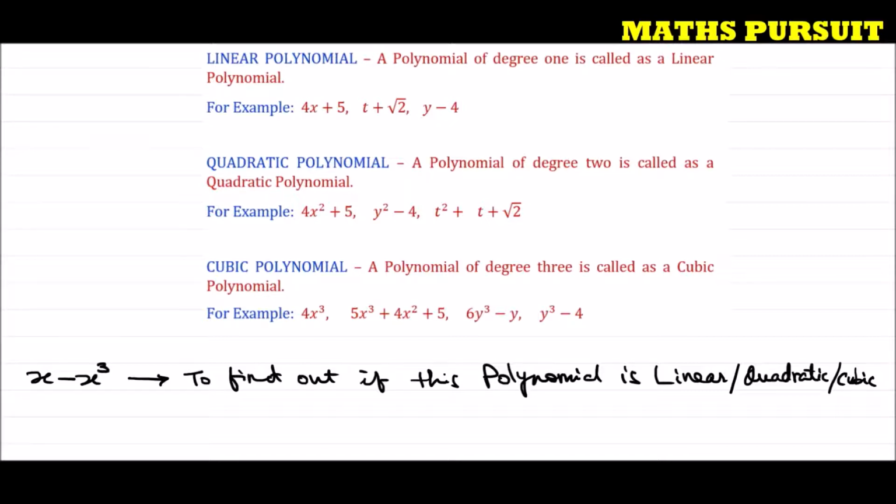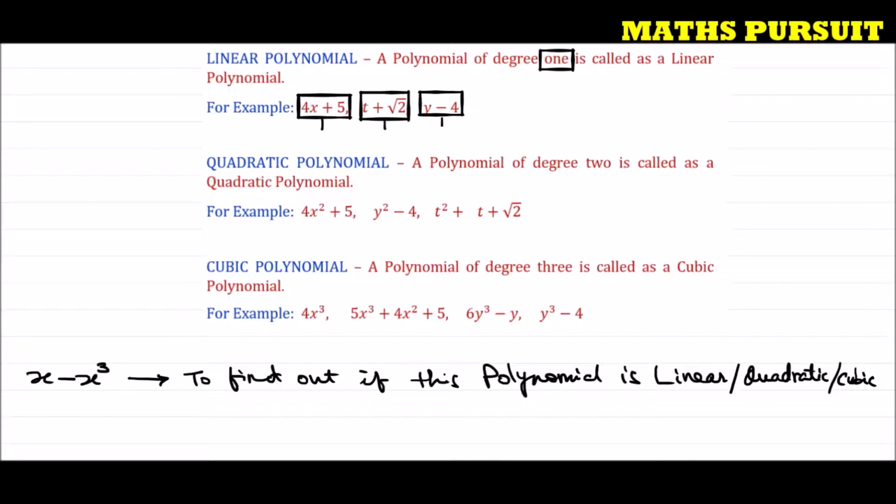Now guys, in order to identify a polynomial, let us look into the definition of these three polynomials. So first is linear polynomial. A polynomial of degree 1 is called a linear polynomial. It is very simple. If you look into the examples, 4x plus 5, here the degree is 1. The highest power of x is 1. t plus root 2, here the degree of t, which is the variable, is also 1. y minus 4, here also the degree of y is 1. So a polynomial of degree 1 is called a linear polynomial.